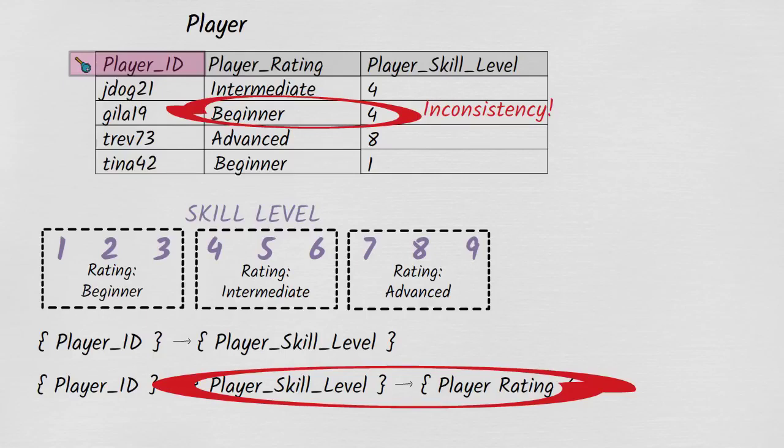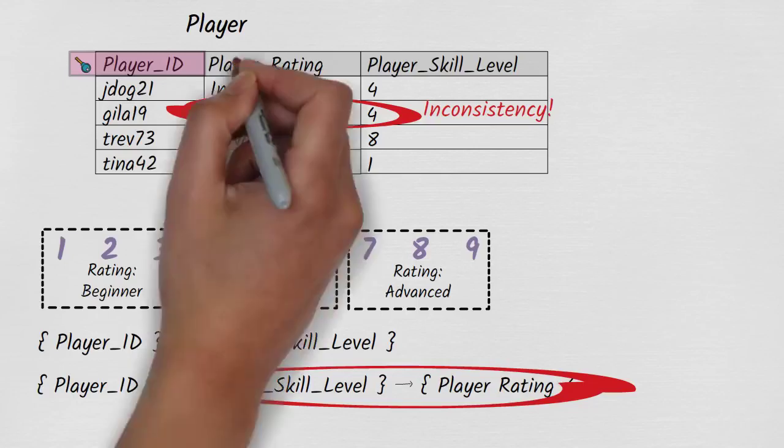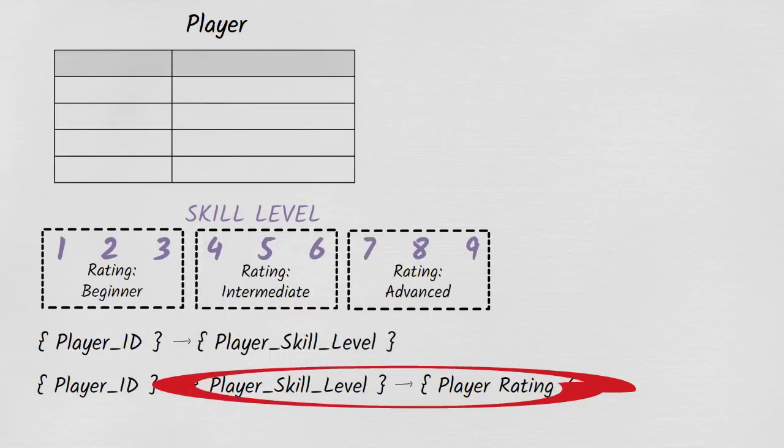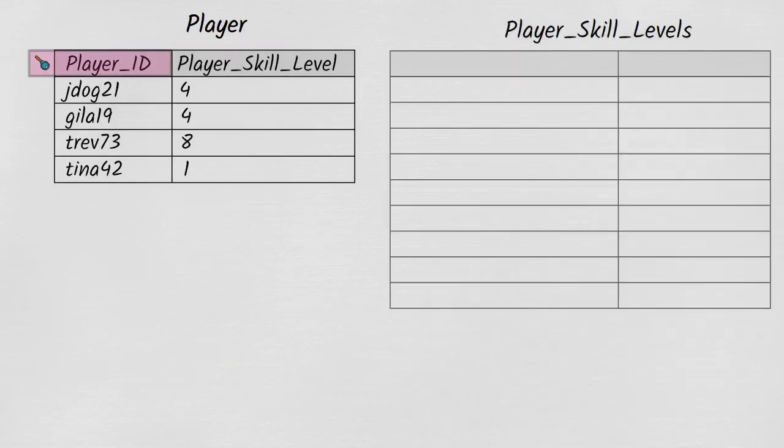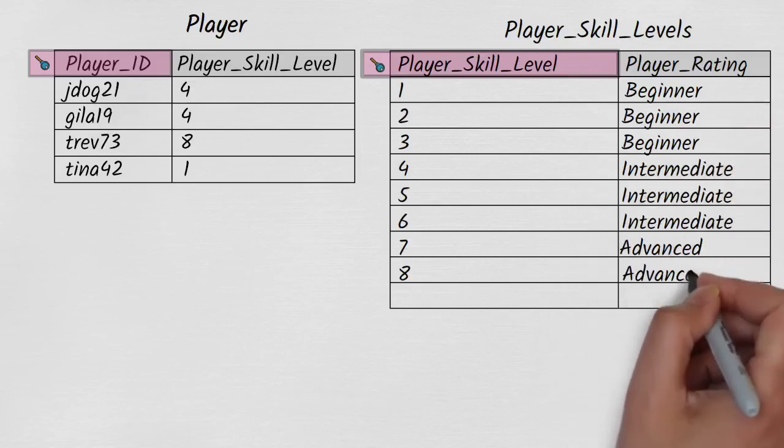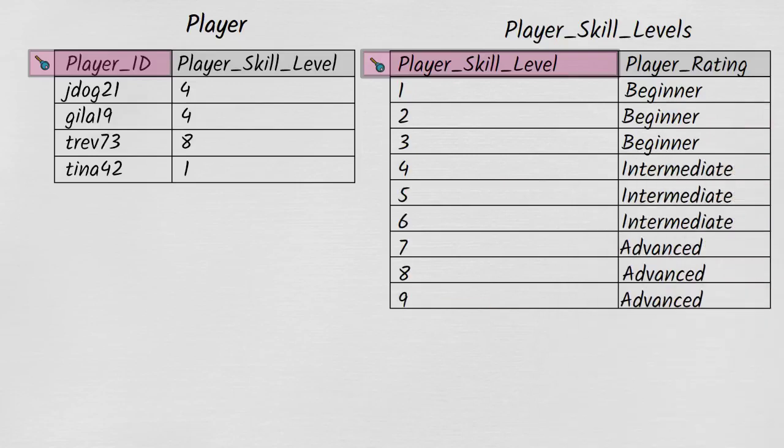Because player rating depends on player skill level, which is a non-key attribute, this table is not in third normal form. There's a very simple way of repairing the design to get it into third normal form. We remove player rating from the player table, so now the player table looks like this, and we introduce a new table called player skill levels.